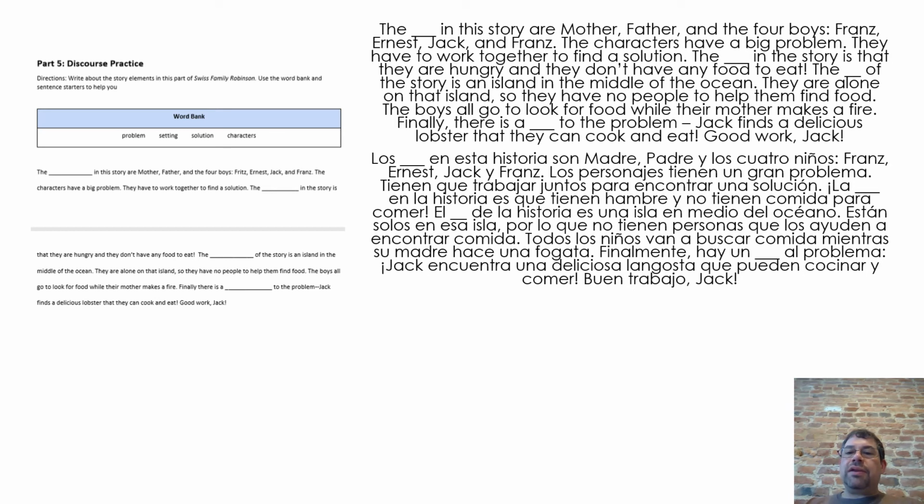The blank in the story is that they are hungry and they don't have any food to eat. The blank of the story is an island in the middle of the ocean. They are alone on that island, so they have no people to help them find food. The boys all go to look for food while their mother makes a fire. Finally, there is a blank to the problem. Jack finds a delicious lobster that they can cook and eat. Good work, Jack.